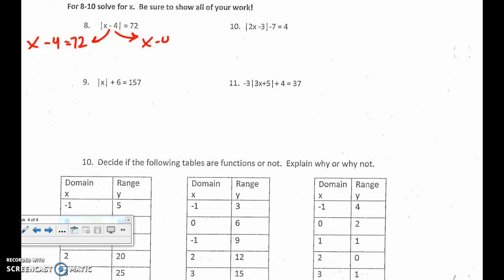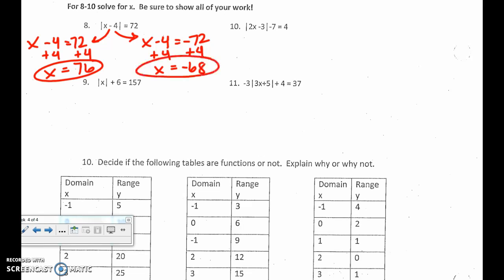My x minus 4 equals a positive 72 and a negative 72. And then I just solve like I normally would. Okay, so x ends up being 76. And then over here, x ends up being a negative 68. So you need to make sure when you see those absolute value bars, you get 2 answers for them.